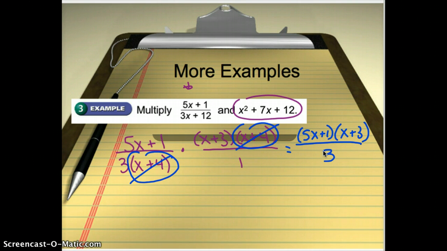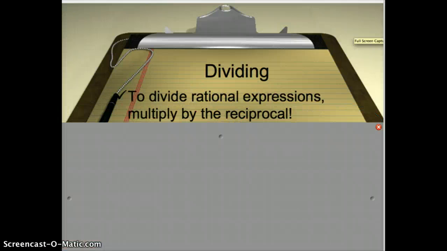So if I tell you to multiply it out, multiply it out. Otherwise, you could leave it in factored form like that. There would be no other common factors, so you'd be done. Okay, so there's a little brief multiplication lesson. We're going to move on to dividing.